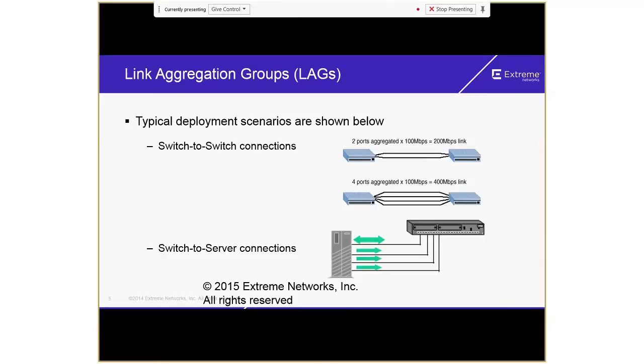So this is the diagram we had seen previously. If you have a very important server, and you need connectivity to the server, it's always better to have LAG configured, so that even if one of the links fails, you are covered in terms of bandwidth and in terms of redundancy.